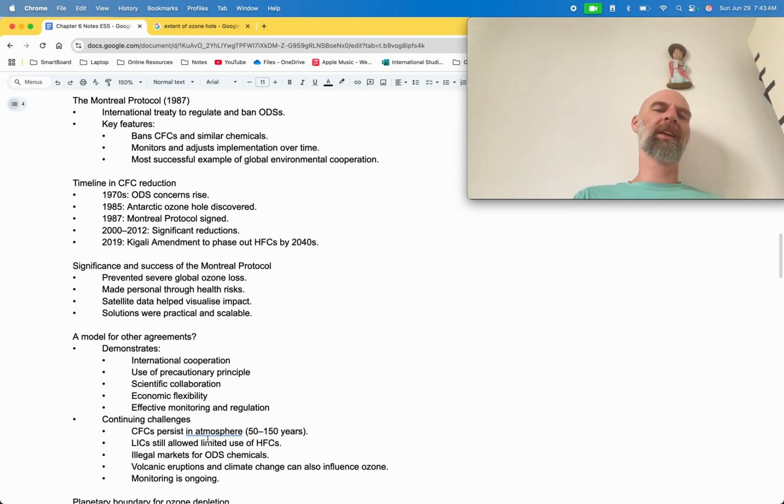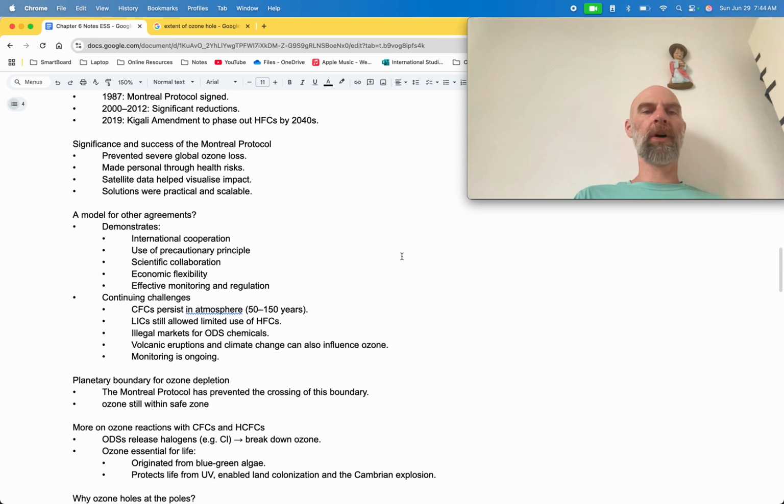Satellite data helped visualize the impact. It's just irrefutable data, and it's very optic too. Most, 80% of the people out there are visual learners. So when you see something visual, it's like, all right, yeah, I guess it's true. Solutions were practical and scalable. So it's like, hey, we had solutions in place.